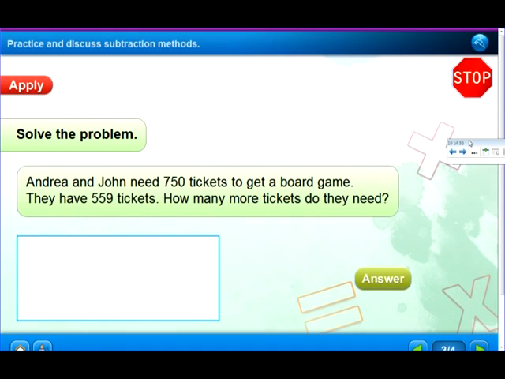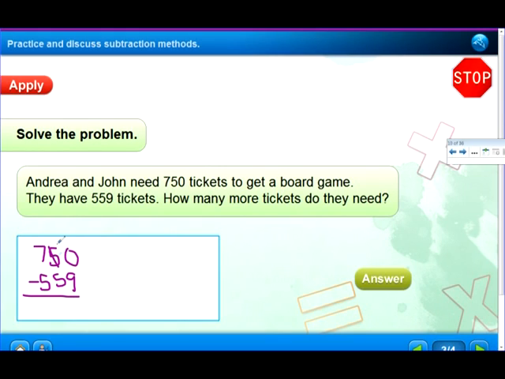Andrea and John needed 750 tickets to get a board game. They have 559 tickets. So let's take 750 minus 559. Instantly I can see that I cannot take 9 away from 0, so I'm going to have to regroup.